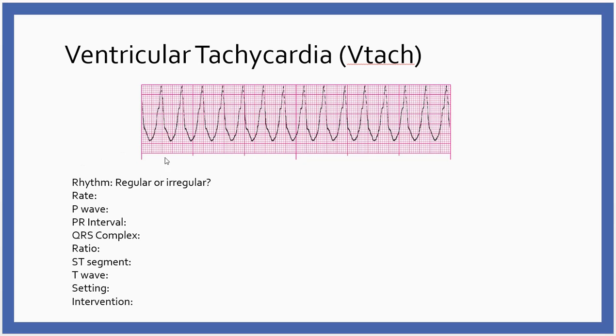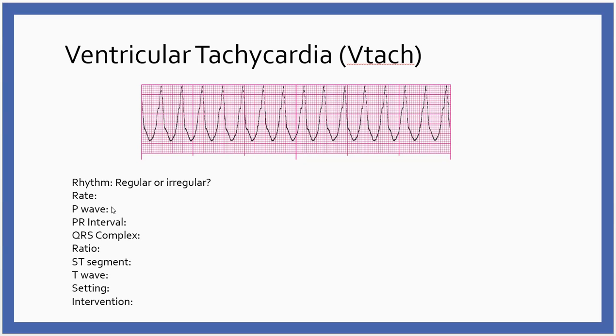So rhythm, is the rhythm regular or irregular? When we march it out, it's nice and regular. Rate on this, so here to here, 6 seconds. So 1, 2, 3, 4, 5, 6, 7, 8, 9, 10, 11, 12, 13, 14, 14 to 15. So I'm 140 to 150 beats a minute, and that's typical. VTAC is typically greater than 100 beats a minute.